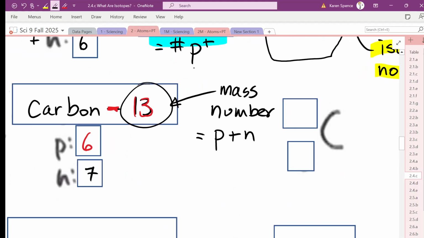What number would we put in the yellow box? Tell your partner, what number would we put in the yellow box?